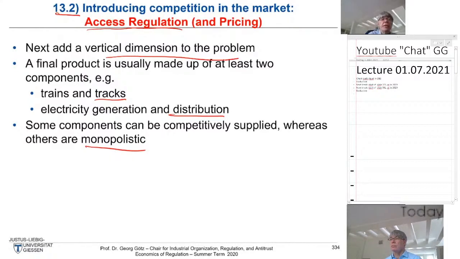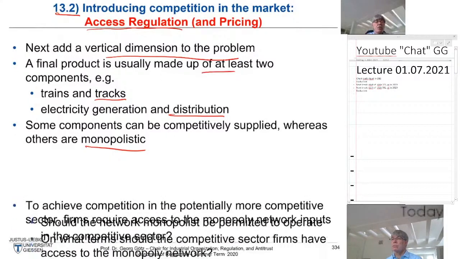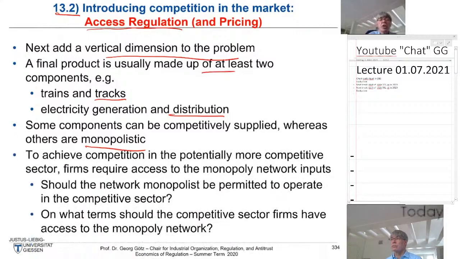Okay, and the question is here, how might you introduce competition in the competitive part of these industries? In order to have competition in this segment of the market, which is potentially competitive, firms require access to this monopoly part, to the monopoly network input. And the question is, how do we optimally regulate this then?